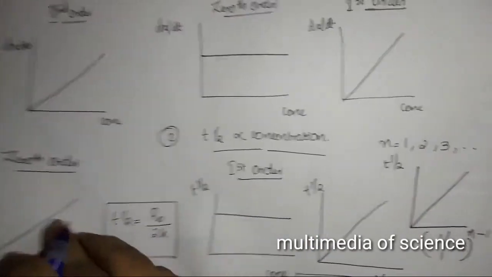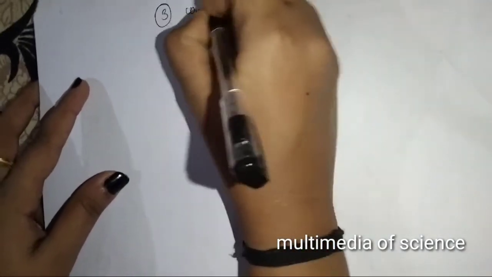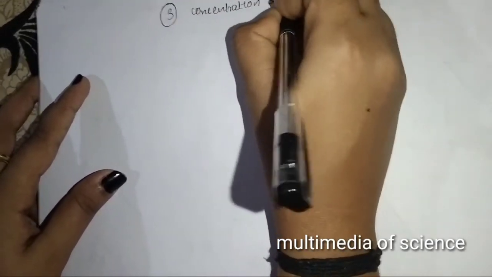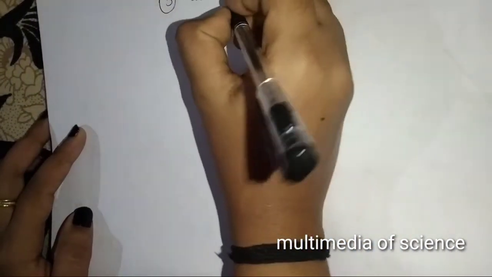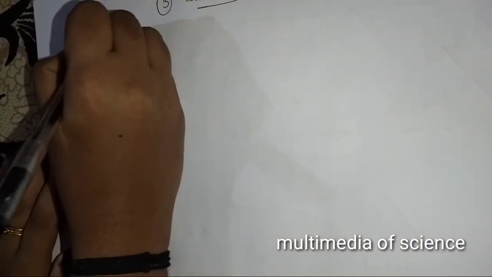Clear? Next is our concentration versus time graph. Concentration versus time. The third one is the concentration versus time graph. Okay, so here I am discussing one graph for the zeroth order, and there are three graphs for the first order reaction. So first I am dealing with the zeroth order.